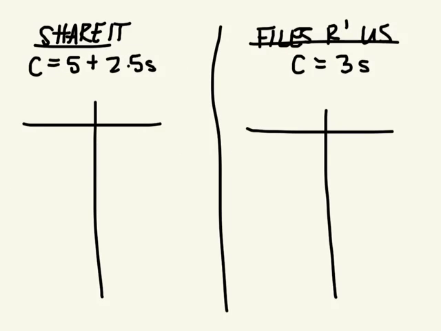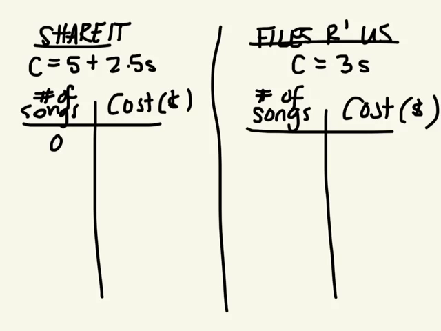Okay, so these are the two equations we're going to be working with. Using the equation, we are going to come up with a table of values to also represent this information. And we know that we're relating the number of songs and the cost. Okay, same with Files Are Us. So we're going to choose values for songs. Well, this one we can do in our head.